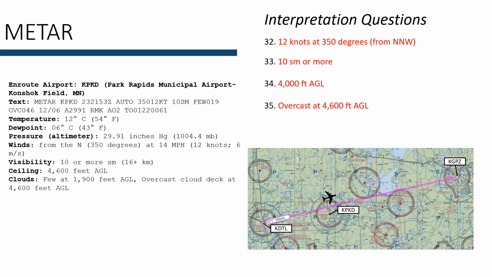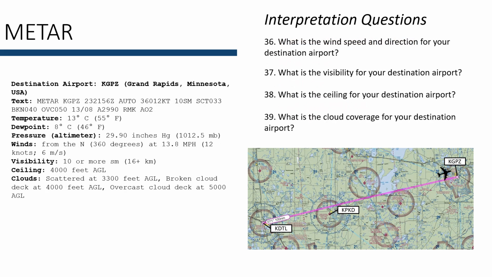Question 34. What is the ceiling for your en route airport? The answer is 4,600 feet above ground level. And question 35. What is the cloud coverage or sky condition for your en route airport? The answer is overcast at 4,600 feet above ground level. This brings us to our next set of interpretation questions. Please read through the questions on your destination airport and write down your answers.